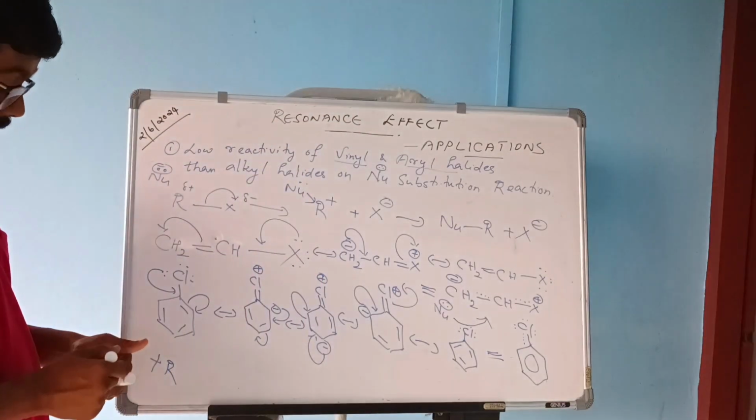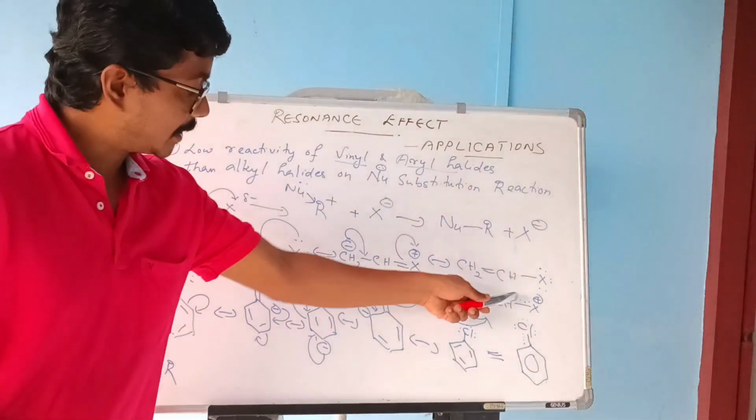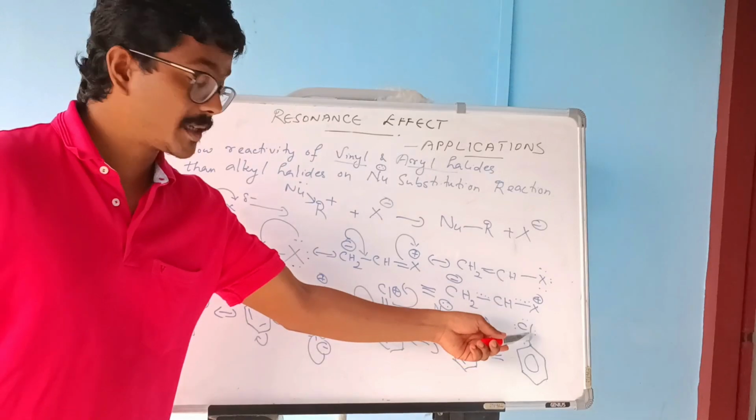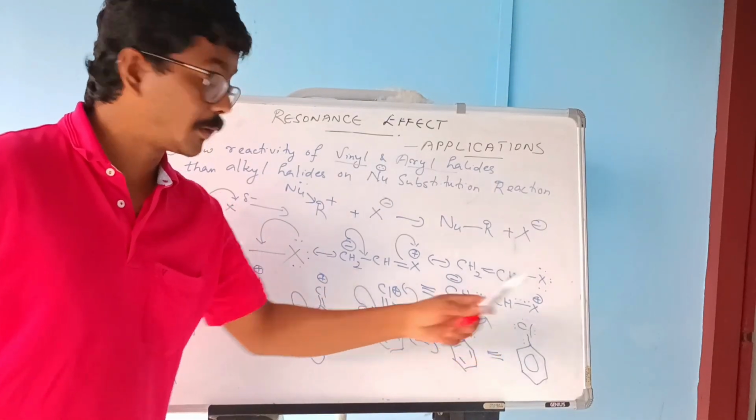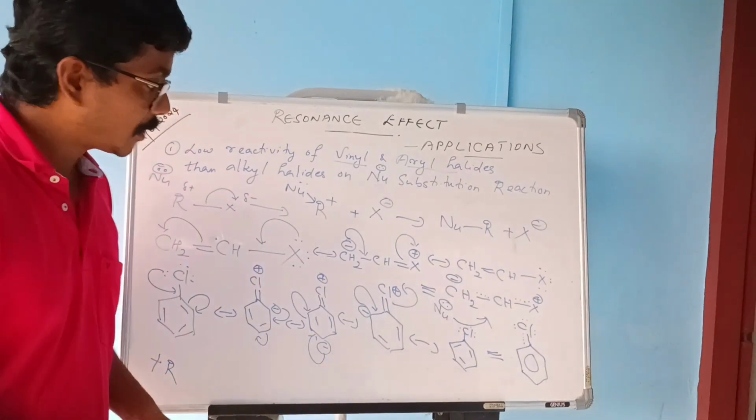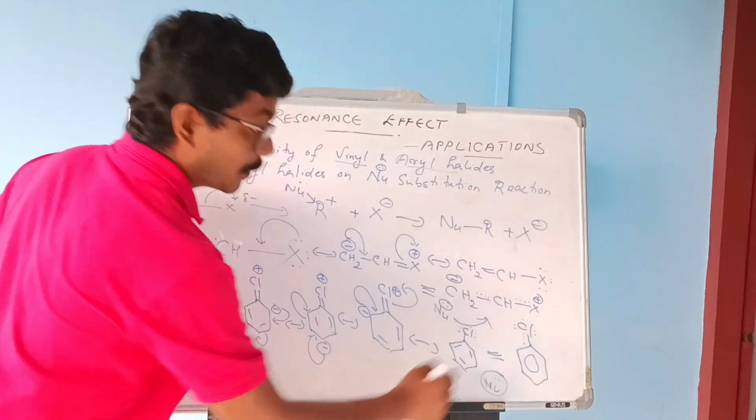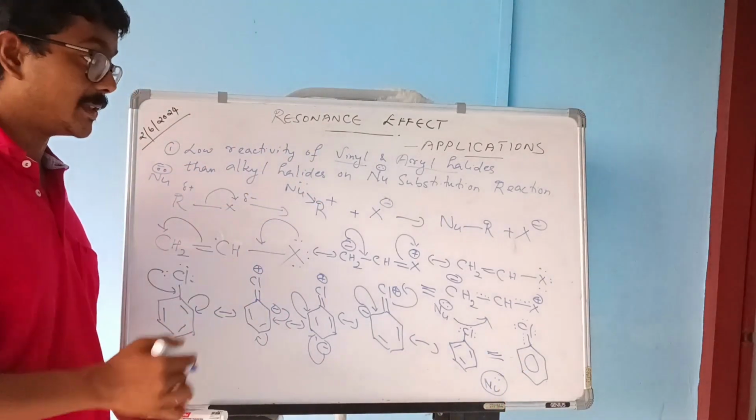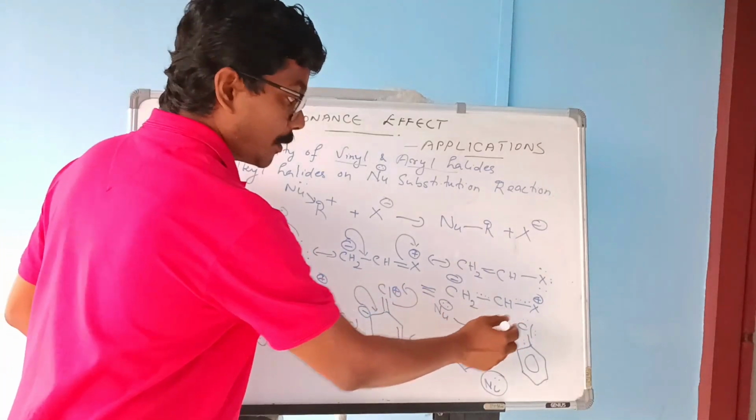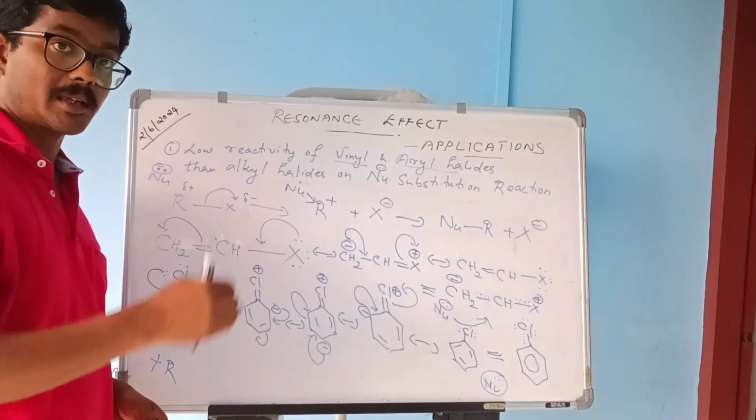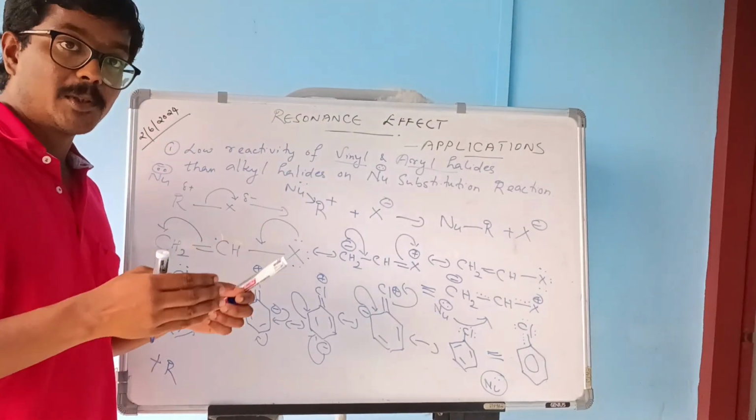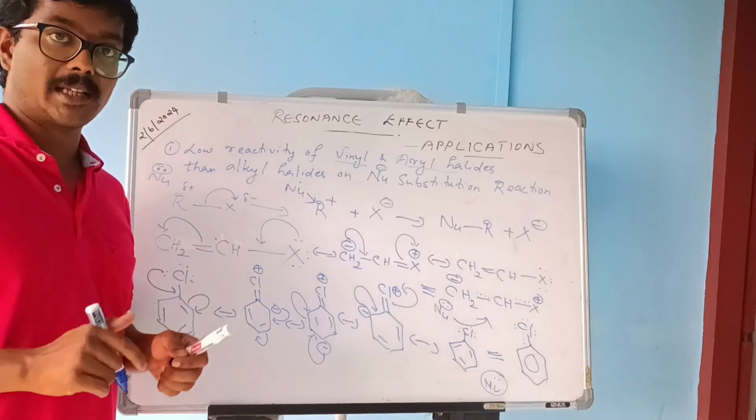So we can see that just like a vinyl halide, there is a partial double bond character between carbon and chlorine atom, right? When a nucleophile approaches this aryl halide or chlorobenzene, due to this partial double bond character between carbon and chlorine atom, the displacement of chlorine from the aryl group is very difficult.